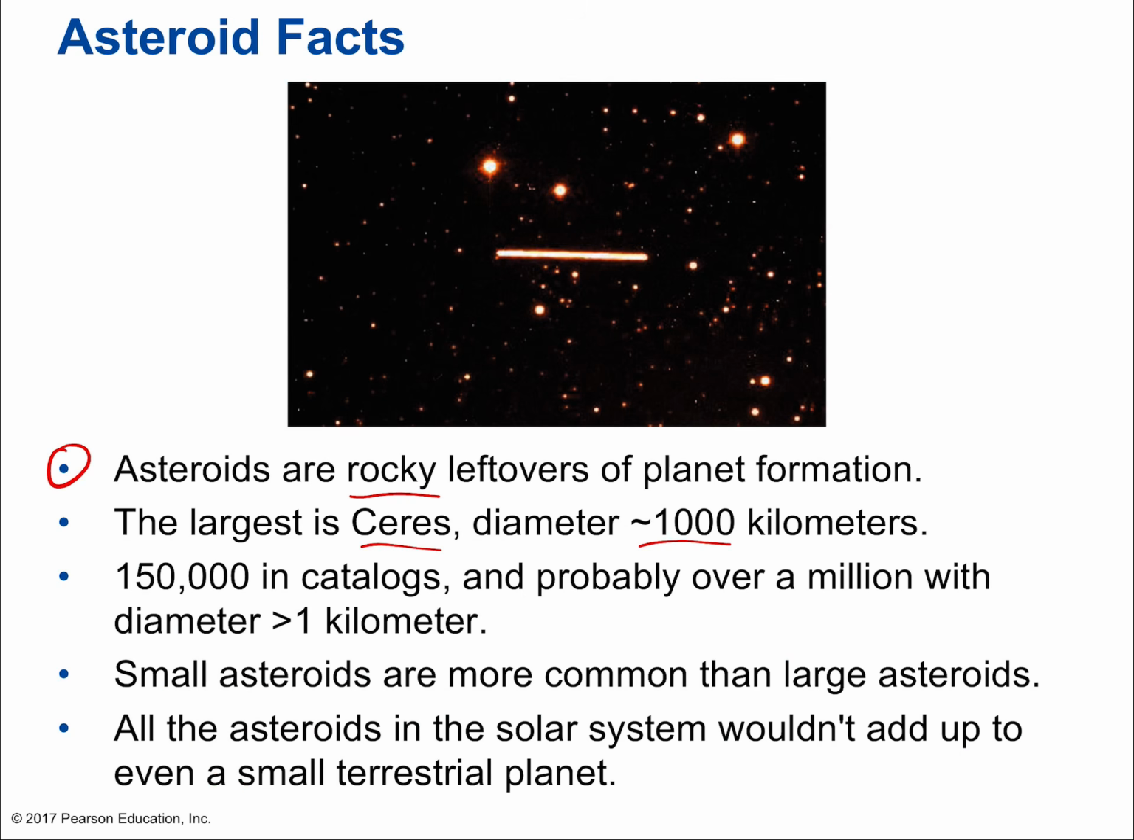All the asteroids in the solar system wouldn't add up to even a small terrestrial planet. Their total size wouldn't even be close to Mercury, and for that matter, it wouldn't be close to Ganymede, because Ganymede, a moon of Jupiter, is bigger than Mercury, if you recall the last lecture video. So there are key things, but mostly what I want you to take note of is that they're rocky.